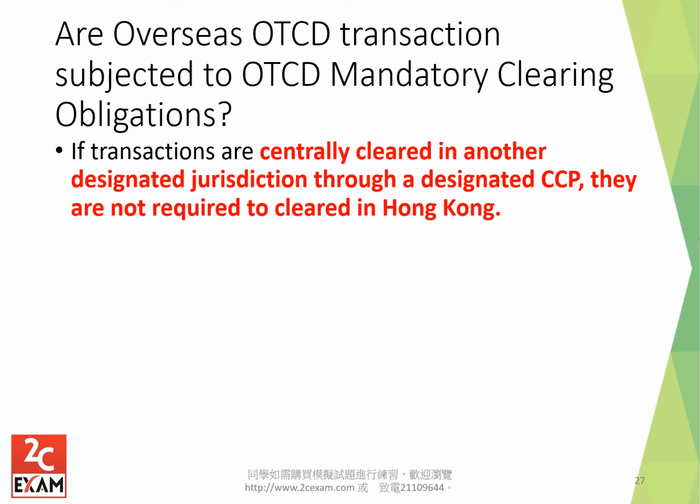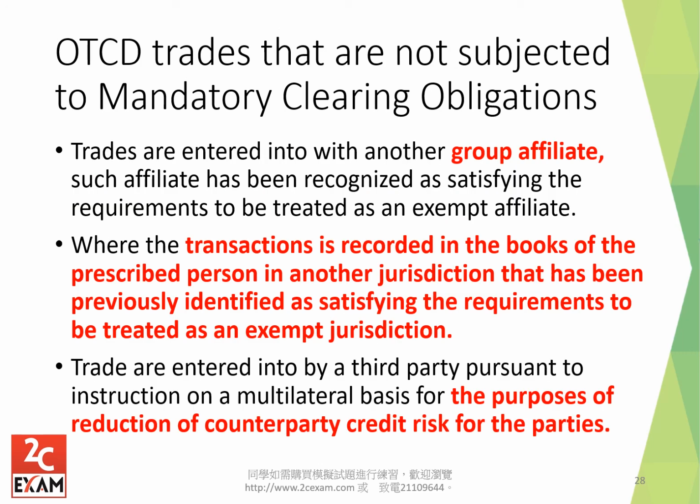Are overseas OTCD transactions subjected to OTCD mandatory clearing obligations? If transactions are centrally cleared in another designated jurisdiction through a designated CCP, CCP being central counterparty, they are not required to be cleared in Hong Kong. So there are some OTCD trades that are not subjected to mandatory clearing obligations. Trades between group and group affiliates are not subjected to mandatory clearing obligation if such affiliate has been recognized as satisfying the requirements to be treated as an exempted affiliate. And if such OTCD transactions are being centrally cleared in an accepted overseas jurisdiction, then there's no need to be centrally cleared in Hong Kong. And if trades are entered into by a third party pursuant to instructions on a multilateral basis for the purpose of reduction of counterparty risk, then such trades are not subjected to mandatory clearing obligations.